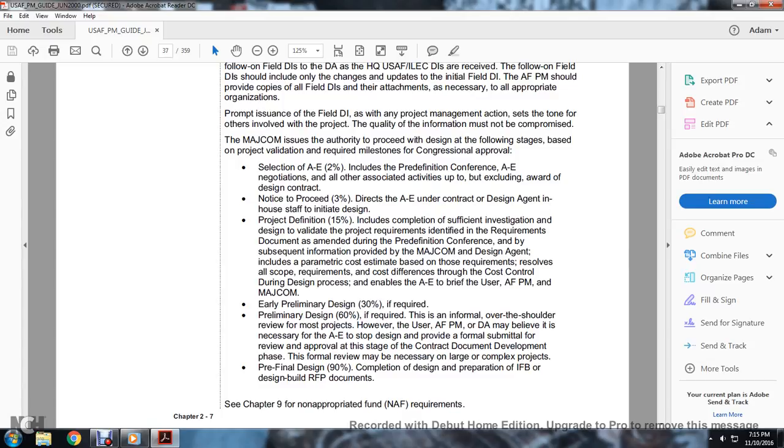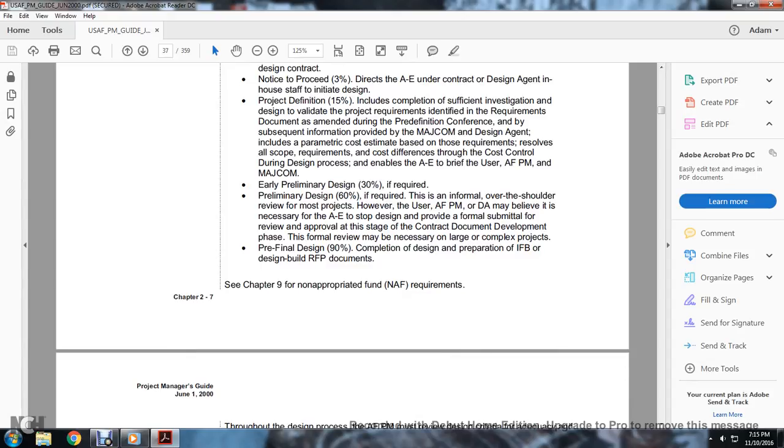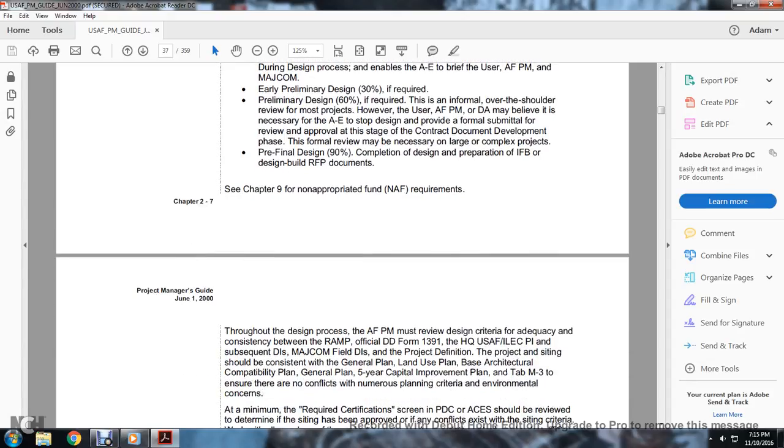The formal review may be necessary on a large, complex project. Pre-final design includes completion of the design, preparation of the IFB, and the design-build request for proposal documentation. See the chapter for the non-appropriated funds requirements.